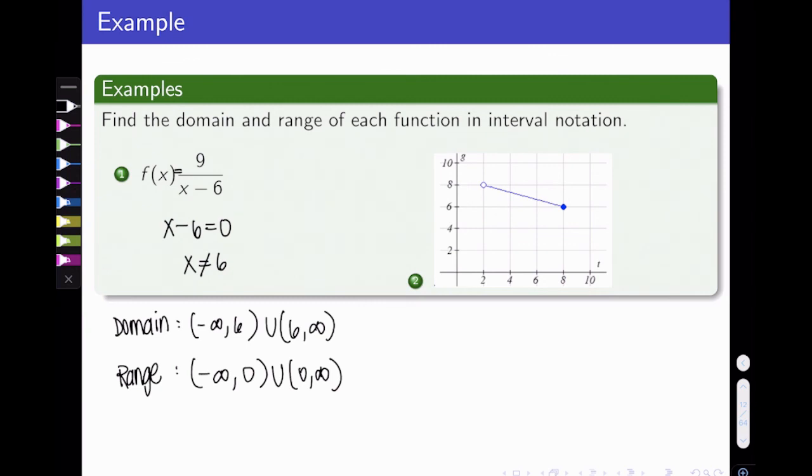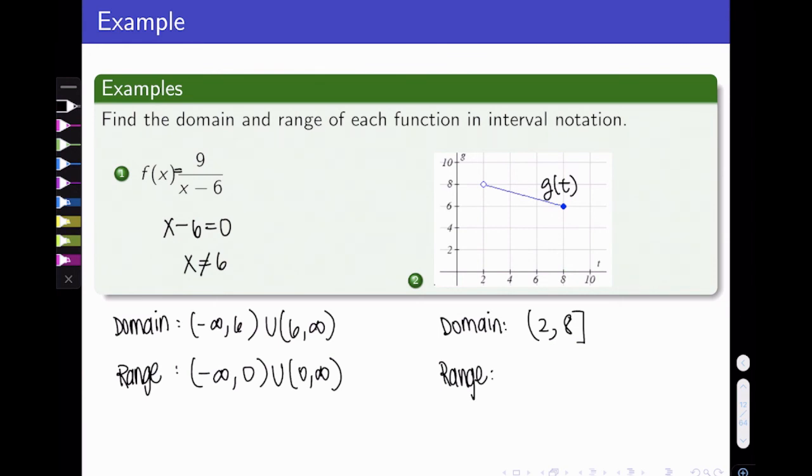So if we talk about the domain first, we're looking at all allowable t values in this case because we have g as a function of t. This function is g of t. So the domain is all allowable t values. So we go from left to right, smallest to greatest on the t-axis. The smallest value is going to be 2, but not included because of the parenthesis. And the largest value is going to be 8, and that will be included because of the closed circle. And so we'll put a bracket on the 8.